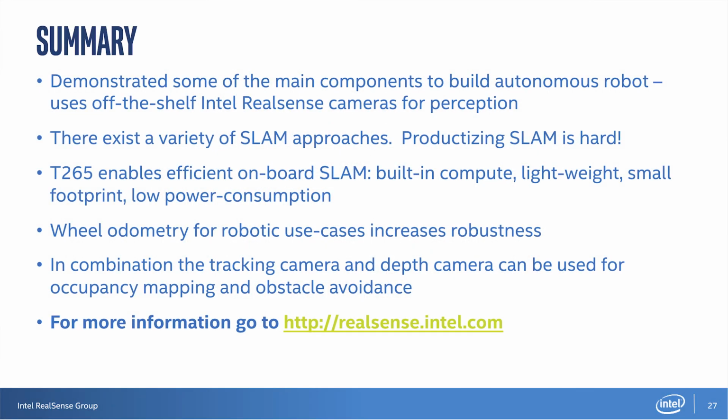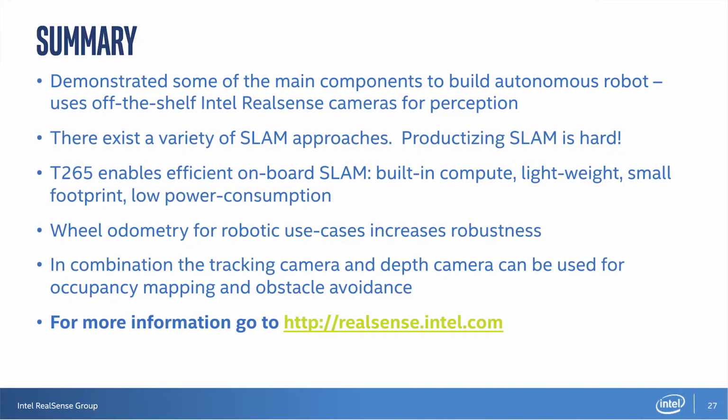And with this, I would like to wrap up. To give a short summary, I demonstrated some of the main components to build an autonomous robot. I want to highlight that most of the perception is running on the RealSense cameras on board. We talked about different SLAM approaches and the importance of efficient SLAM, and that it is hard to productize it. You saw all the different components. And that T265 actually solves this problem and can be used out of the box.